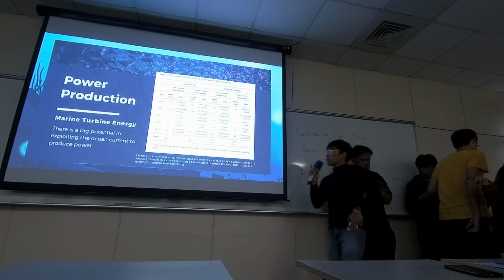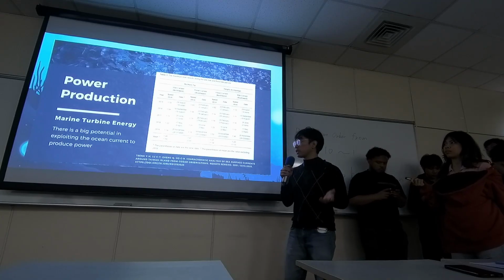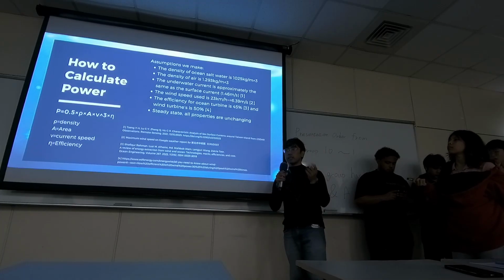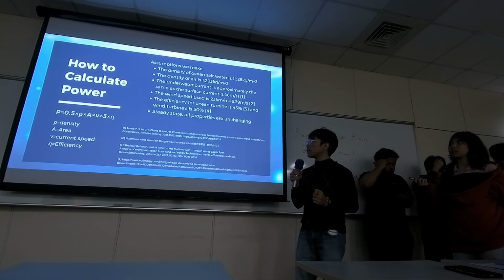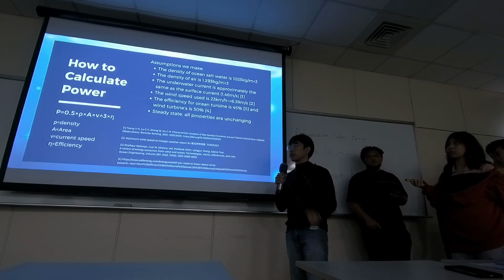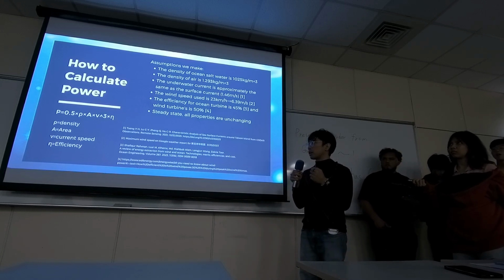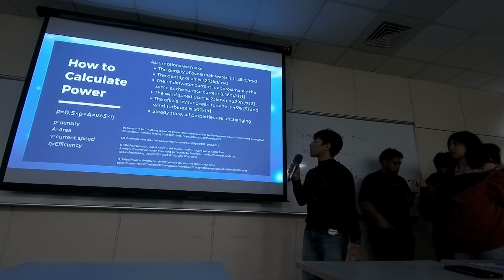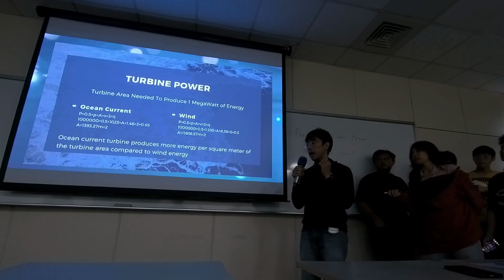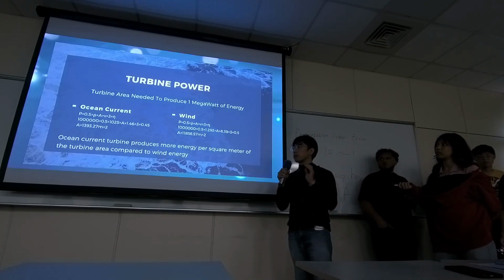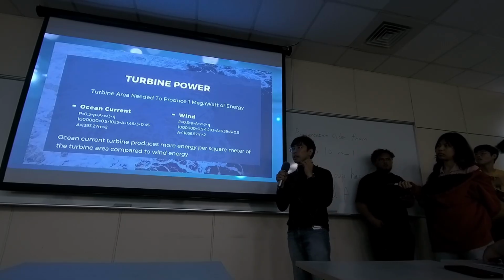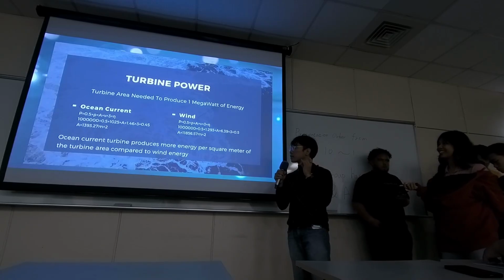Okay, so now we're going to talk about power production. There is big potential in harnessing ocean currents to produce power, and this is the data that we show. How do we calculate it? Basically, we take the calculation for kinetic energy and use the density of the water and the speed of the current, and we get the value for energy and power. For turbine power, it has a big advantage compared to wind power, because even though ocean current is much slower than wind, it has a bigger density, so it produces more power.